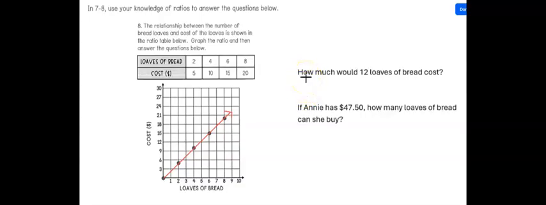So the two questions you need to answer are: how much would 12 loaves of bread cost? Include your units on your answer when you're done. And if Annie had $47.50, how many loaves of bread could she buy? And I want to see what you did work-wise for each of these. So if you're using a calculator, tell me what you're putting in your calculator. If you're using a proportion, set up the proportion and show me how you're solving it. Whatever method you're using, you need to be showing me for each of these to make sure that you have it going on correctly. All right, pause the video and give it a whirl.